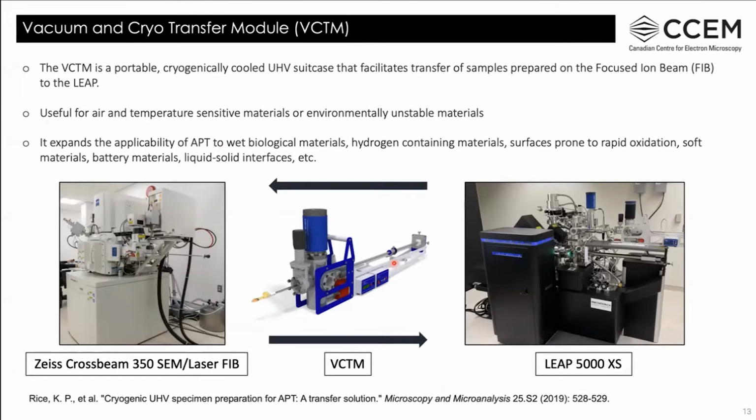It is a cryogenically cooled ultra-high vacuum suitcase which can hold a specially designed thermally insulated puck. This add-on expands the capability of APT to air and temperature sensitive materials as well as environmentally unstable materials that could not have been analyzed previously. It can be used for wet biological materials, hydrogen-containing materials, surfaces that may be prone to rapid oxidation, soft materials, battery materials, liquid-solid interfaces, and so on.